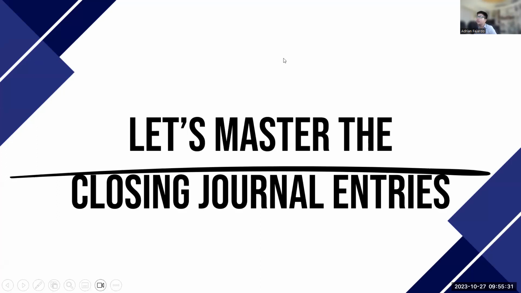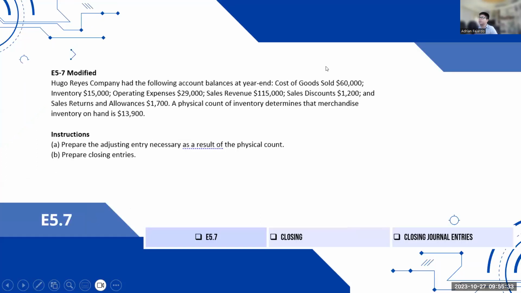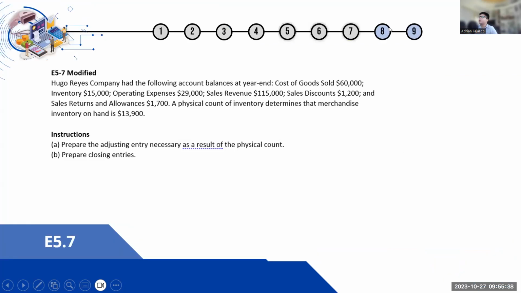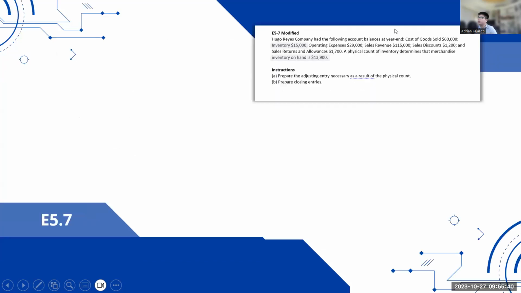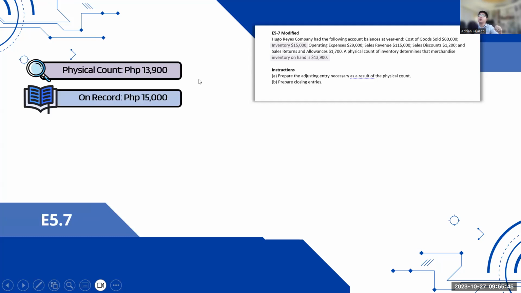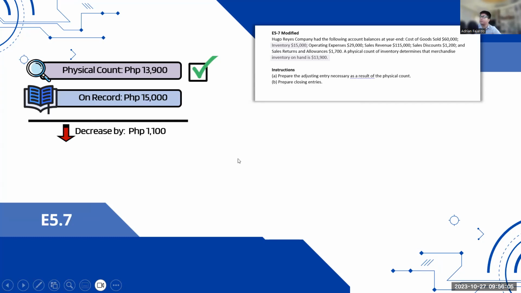And then finally, let's master closing transactions. So, may binigay sa'yo. Ano yung closing entries mo for 8 and 9? So, yung physical count raw is 13,900. On record is 15,000. So, ano susundin natin? The physical count or the record? We always follow the physical count. So, therefore, if 15,000 inventory natin, kailangan natin siyang pababaan ng how much? We have to decrease our inventory by 1,100.